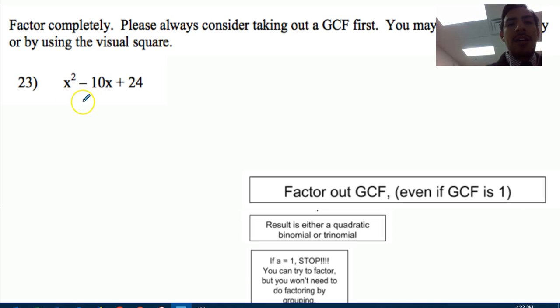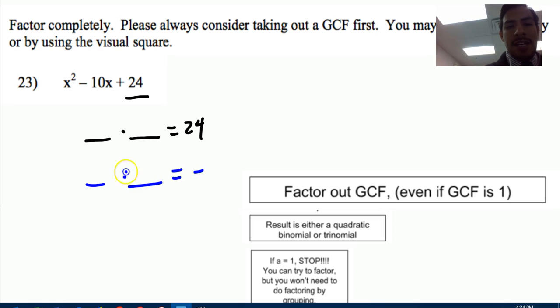I love Mr. Foster's method for this. He says, I need 2 numbers that multiply together to get 24, and those same two numbers need to add together to get negative 10. So what two numbers multiply to get a positive 24 and add to negative 10? The way I can figure that out is I'm going to list the factors of 24.